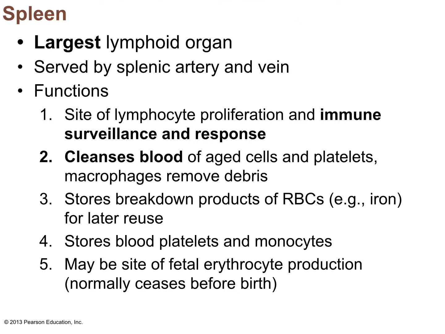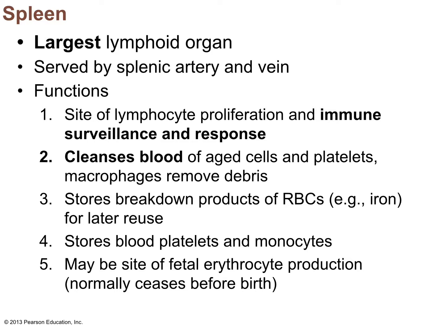The spleen is the largest lymphoid organ, and it has numerous functions, two of which are similar to lymph nodes, except instead of filtering lymph, they're actually filtering blood in the same way. So we've got the number 2, you can see cleanses blood, so using macrophages to remove debris and dead red blood cells and pathogens, things like that. We also have that immune surveillance and response, which is the lymphocyte activation. They can become activated there as well, and even serve as a site of lymphocyte proliferation where the lymphocytes multiply, right, once they become activated.